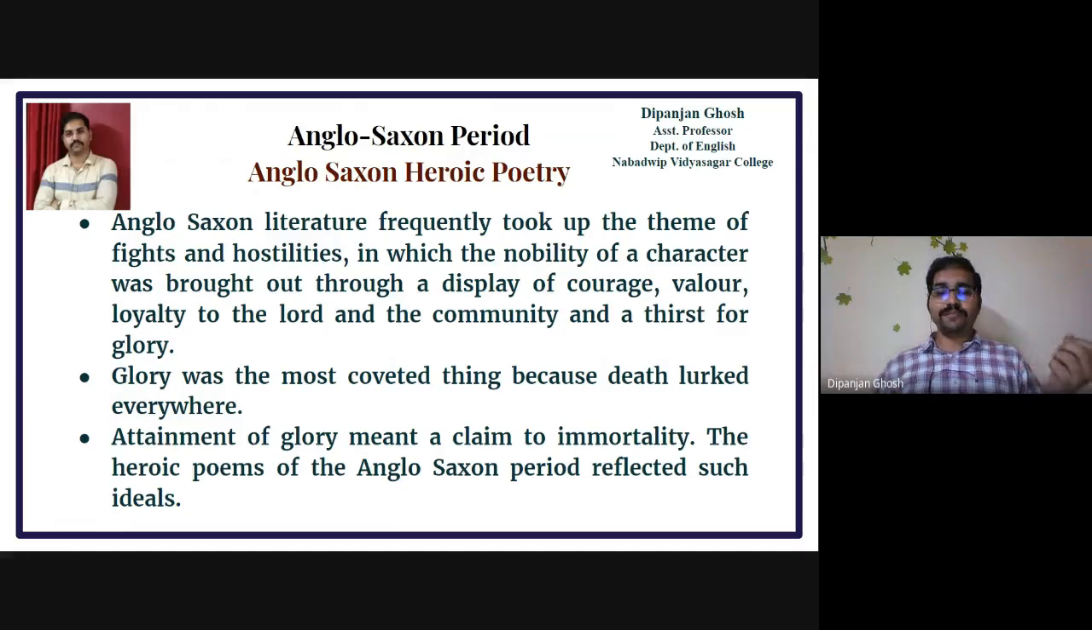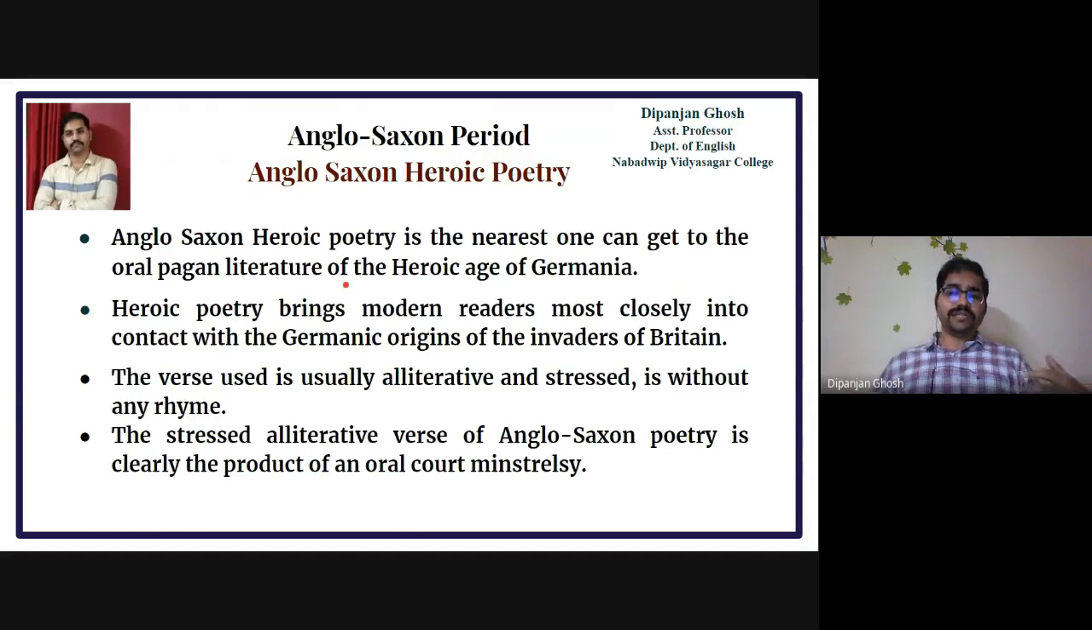The heroic poems of the Anglo-Saxon period actually reflected such ideals. The Anglo-Saxon heroic poetry is the nearest one can get to the oral pagan literature of the heroic age of Germania. That is too specific, in that it deals with oral pagan literature. You see what is pagan, as I mentioned earlier, and I will also discuss it when I discuss the religious poetry. The pagan form indicates a kind of literature associated with paganism, the pre-Christian temperament of regarding religion.